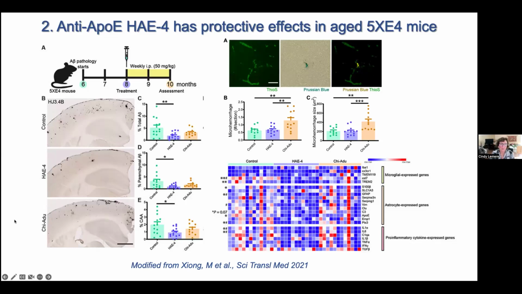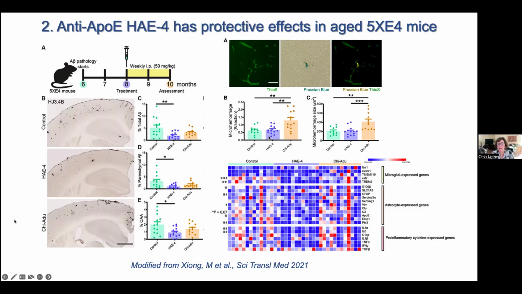And what he found was that both antibodies reduced A beta, although the ApoE antibody reduced it even further. Total A beta, parenchymal A beta, and even vascular A beta was reduced. However, when his group looked at microhemorrhages, they found that, yes, there's a lot of vascular amyloid here stained by thioflavin S, and there's Prussian blue in those blood vessels in the mice that were treated with the chimeric aducanumab antibody, but not with the ApoE antibody.